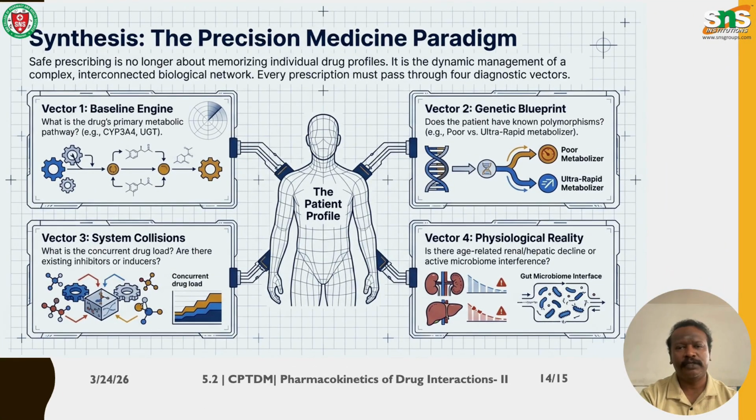Safe prescribing depends on 4 important factors: metabolic pathway of the drug, genetic variation of the patient, concurrent medications, and patient physiology such as liver and kidney function. These factors help in providing personalized drug therapy.